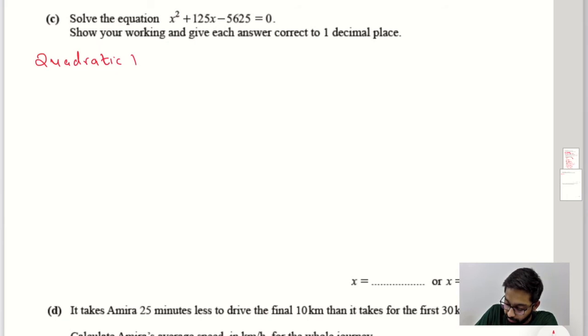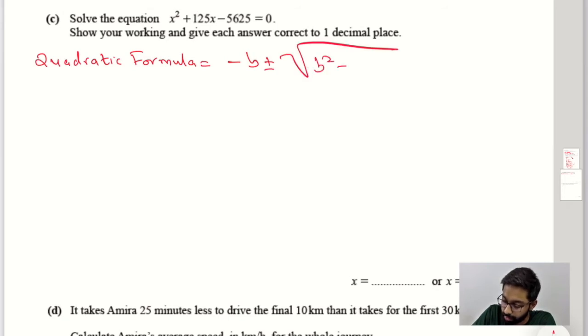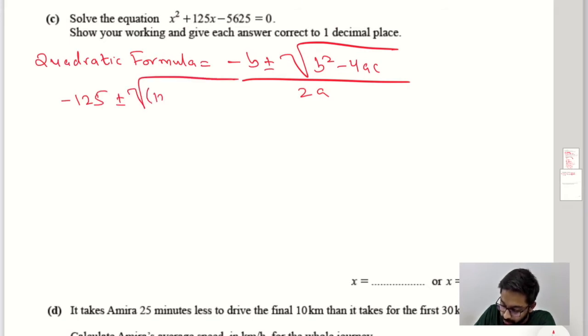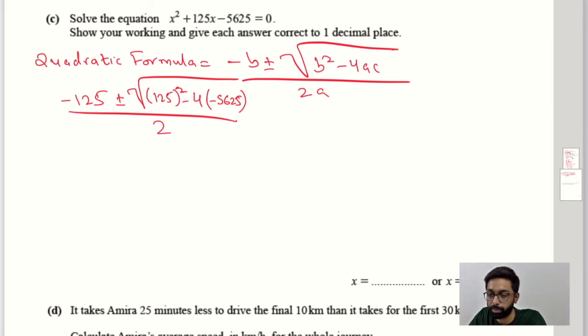The quadratic formula is negative b plus minus under root b squared minus 4ac, over 2a. Now b in this case is 125, so you write negative 125 plus minus root of 125 squared minus 4 times negative 5625, over 2. Perfect. Now when I further simplify this, this is what I get.